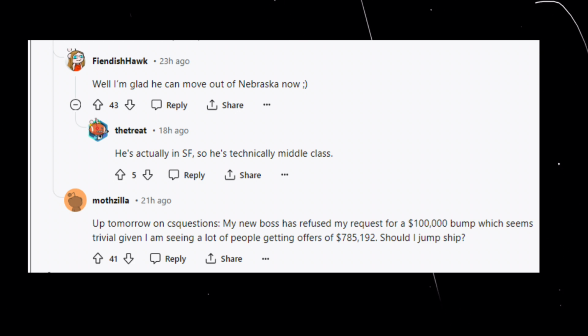He's actually in SF, so he's technically middle class. This reply points out that the individual is already located in San Francisco, a notoriously expensive city. Despite the high salary, they would still be considered middle class due to the high cost of living.